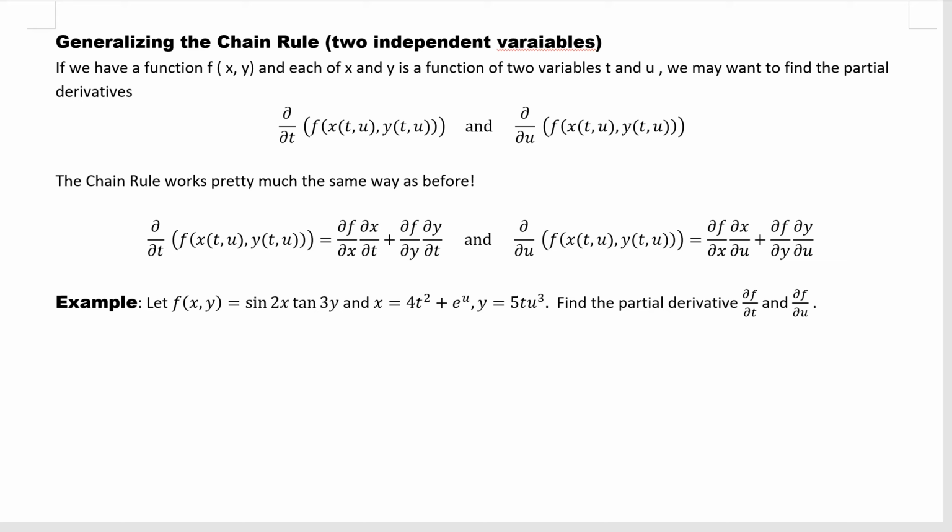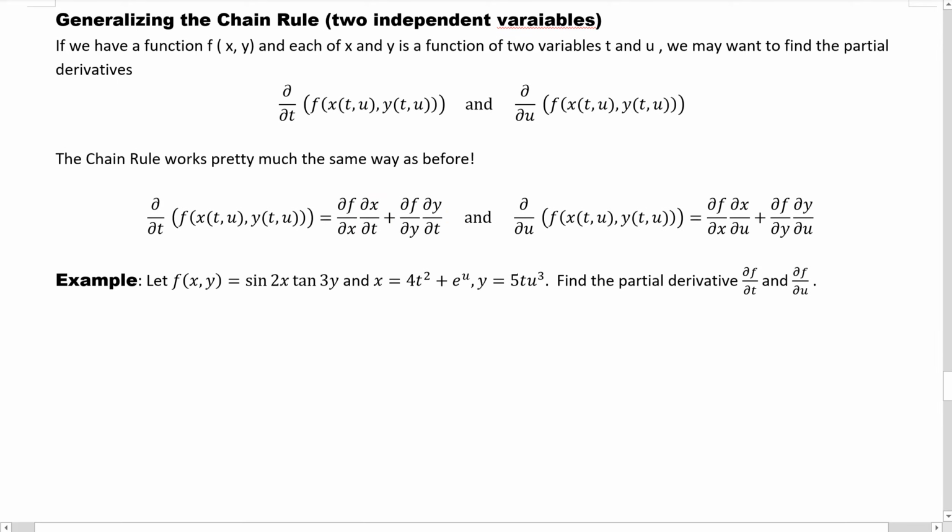And the chain rule works pretty much the same way as before, but now because x and y are functions of t and u, the derivatives are going to be partial derivatives instead of ordinary derivatives. So far, so good? Okay, let's work on the following example.